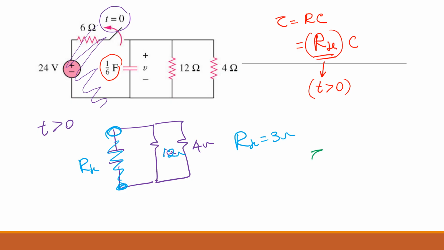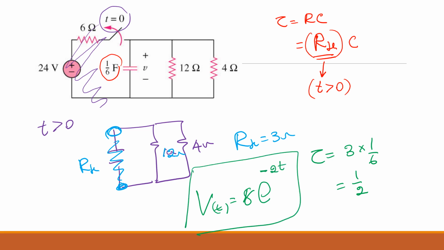So your tau is equal to RC, which is 3 times 1 over 6, which is equal to 1 over 2. Am I right? So you can now write the equation Vt is equal to V naught, which we found as 8, e to the power negative 2t. Agree or not?